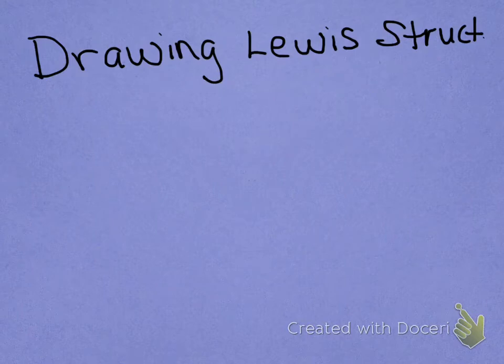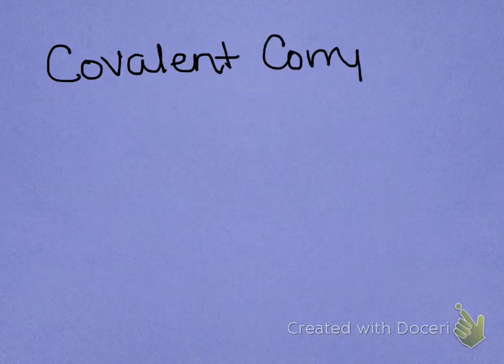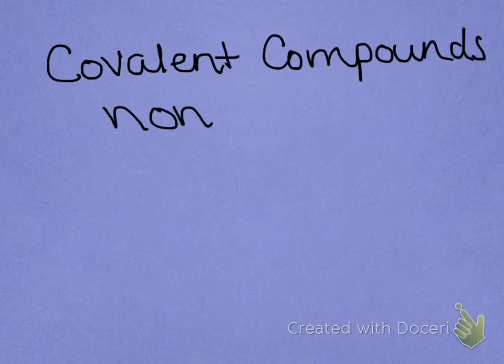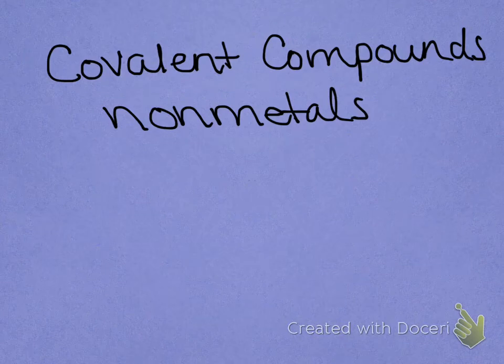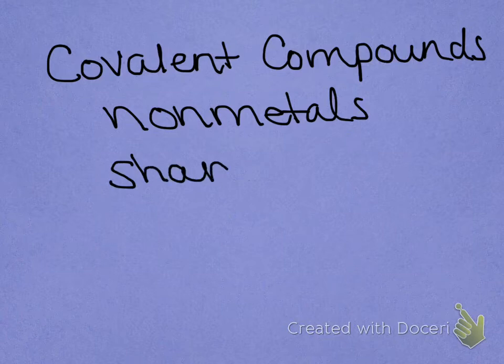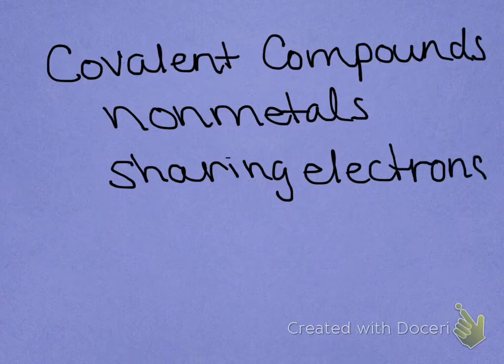Okay, so when we draw Lewis dot structures, we're going to go back a minute, covalent compounds. Let's think about this. We're talking about only covalent compounds. And what I want you to remember about covalent compounds is that they're formed only between nonmetals, okay? And we said that when we form covalent compounds, we're talking about atoms sharing electrons. So these pictures we're going to draw are going to show that the atoms are sharing their electrons.